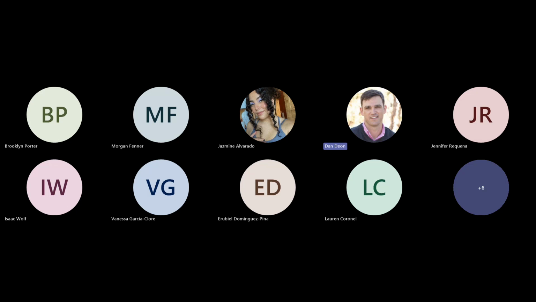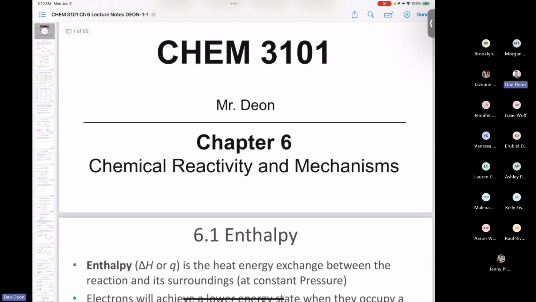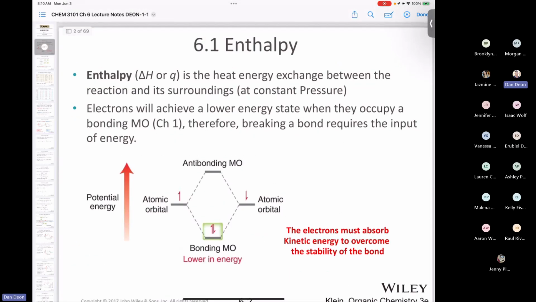Today we're going to talk about Chapter 6, which is chemical reactivity and mechanisms. I'd say that the first half of the chapter is the chemical reactivity portion, and the second half of the chapter is kind of the mechanisms portion. So let's start by talking about enthalpy.